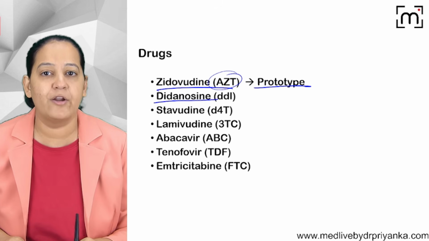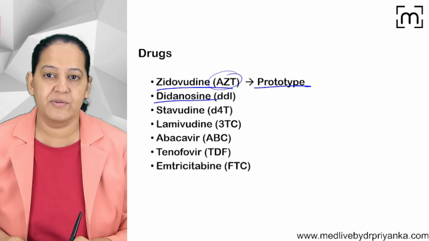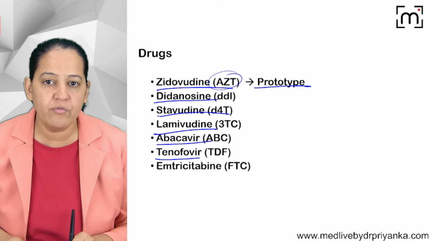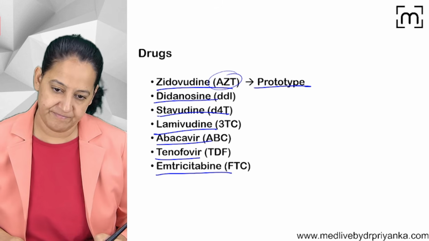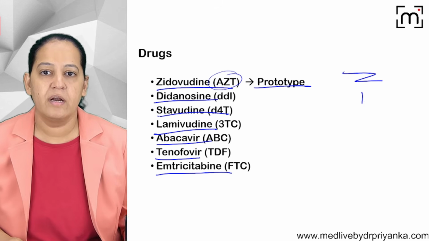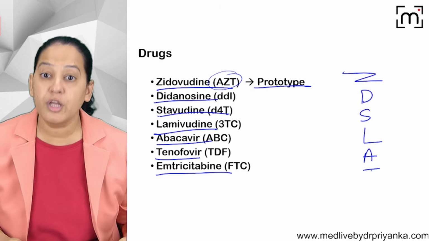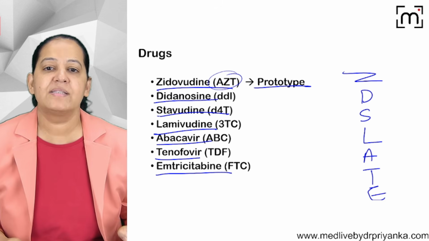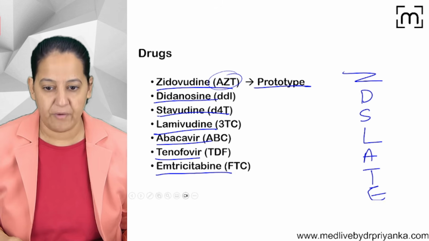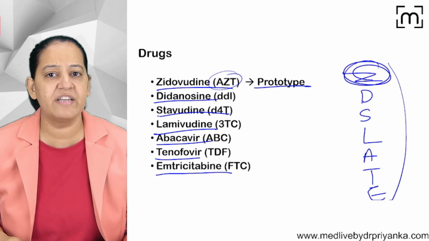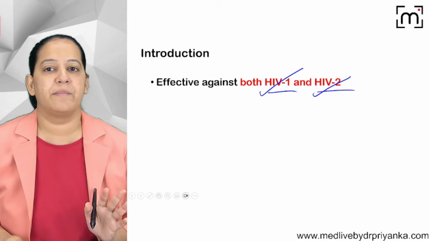The next is didanosine, then stavudine, lamivudine, abacavir, tenofovir, and emtricitabine. You have to learn Zidovudine, didanosine, stavudine, lamivudine, abacavir, tenofovir, and emtricitabine. These are the names of the drugs in this category. I will teach you most of them, most importantly Zidovudine. So first you learn the names of the drugs.